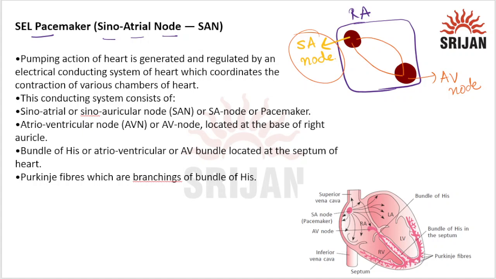Then this contraction power is passed to the remaining heart with the help of the bundle of His in the septum and Purkinje fibers in this wall, as it is shown in the diagram also. So Purkinje fibers, as you can observe here, this is the bundle of His, and these Purkinje fibers are actually the continuation of this bundle of His, right?